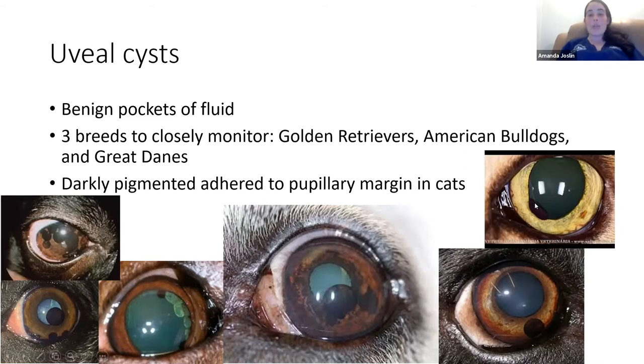Cats, they look a little bit different. So cats, you get a really darkly pigmented, capsulated cyst right on the pupillary margin.